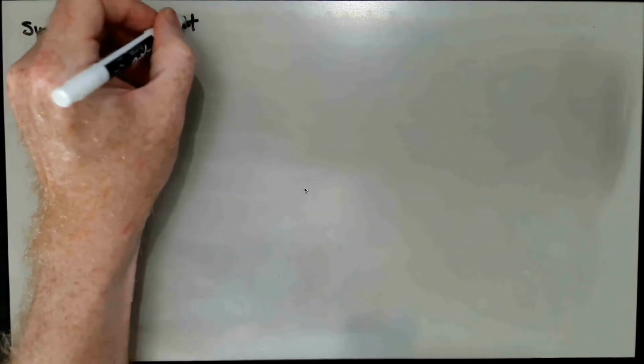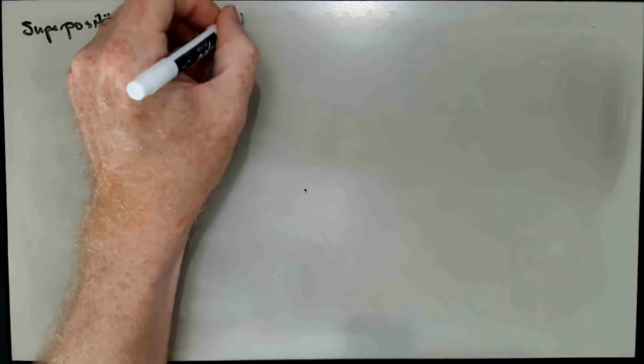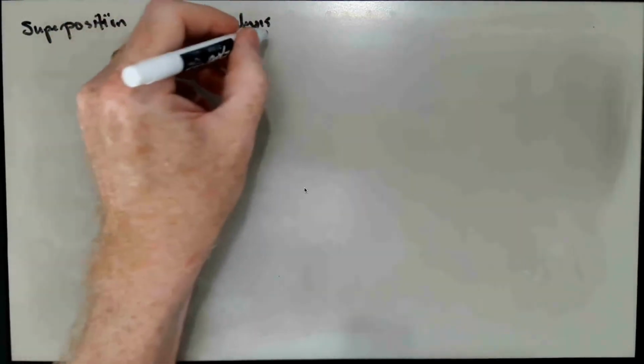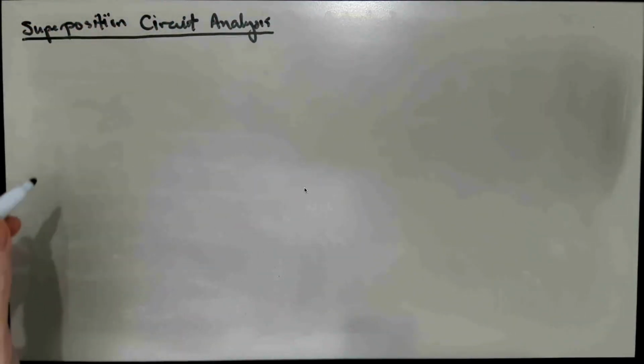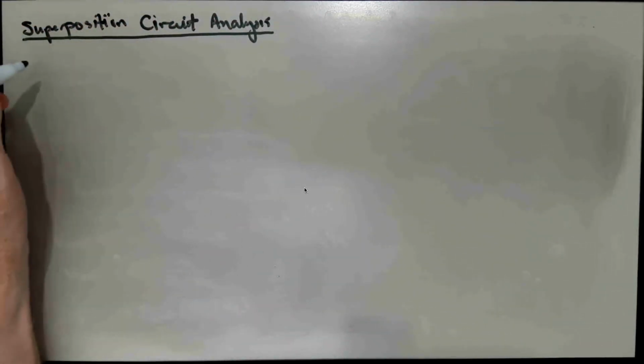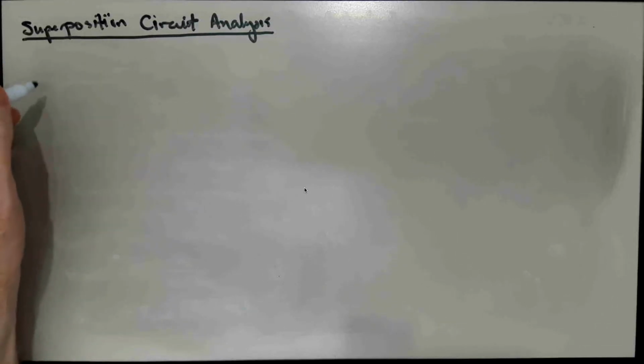Okay, in this segment we're going to look at another example of using superposition to analyze a circuit. And this is, again, a sort of divide and conquer approach. The network we're going to be looking at here is as follows.